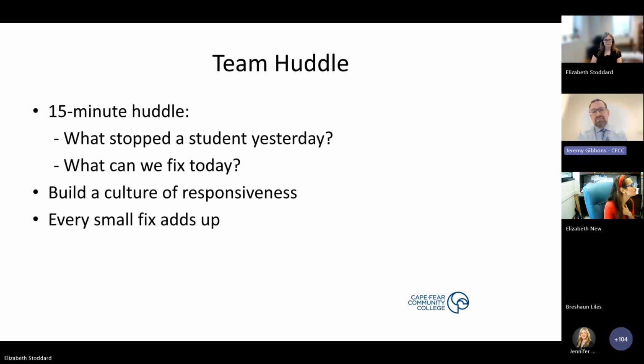So, team huddle. Whenever I can, I'll pull a 15-minute team huddle, and I'll try to focus on two things. What stopped a student from enrolling yesterday, and what can we do today to fix it? That's often where we can find some of these gaps to help move the needle on a daily basis. I hope that's helping build a culture of responsiveness here. We may not ask the question that directly, but we take that temperature check on a daily basis, because everything that we do is going to help move the needle. We can go to the next slide.